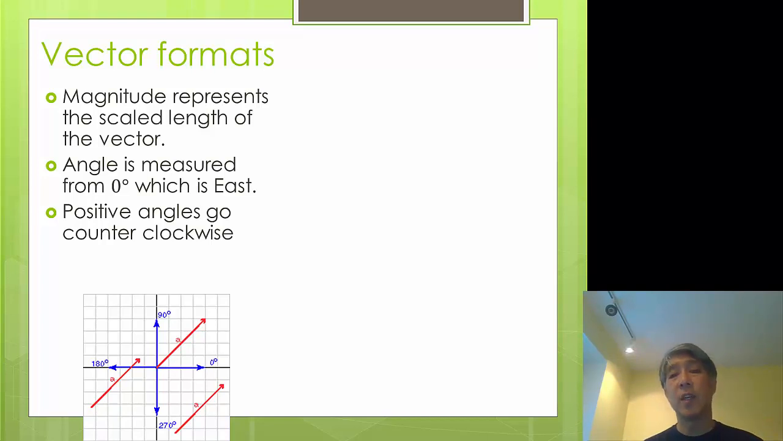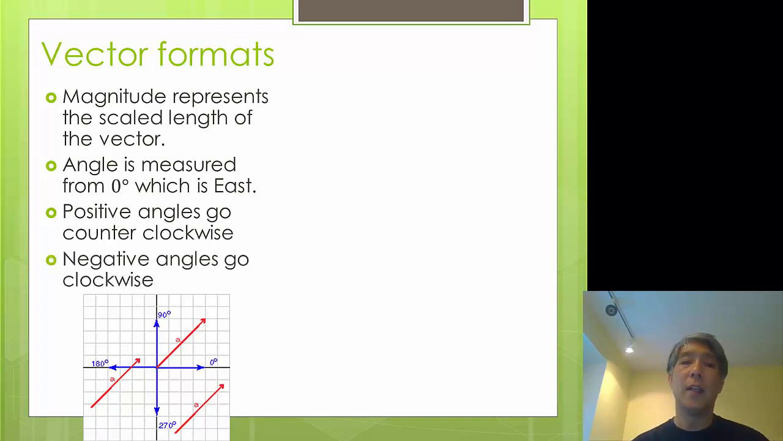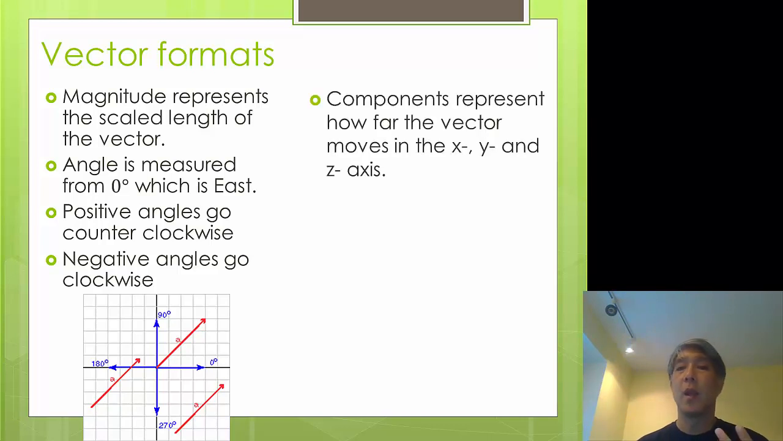This is simply convention. If you change convention, you must write it down somewhere on the paper, saying that the positive direction is going to go clockwise, or that I'm going to start 0 degrees at north. Negative angles would go clockwise, positive angles go counterclockwise.